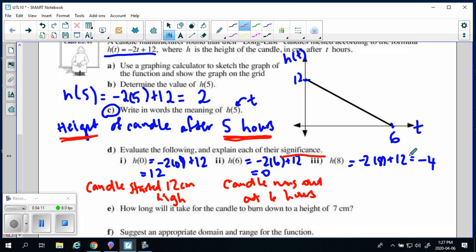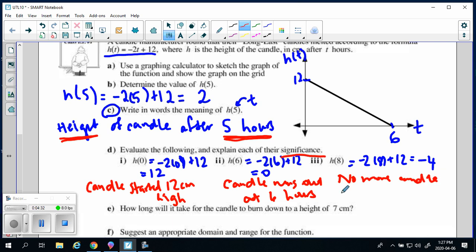And in the last example, you actually have a height of -4, which doesn't make sense in the context of the problem. You would have to understand that you cannot burn a candle to -4 height. So this doesn't make sense in the context of the problem. You could say that there is no more candle after 8 hours.